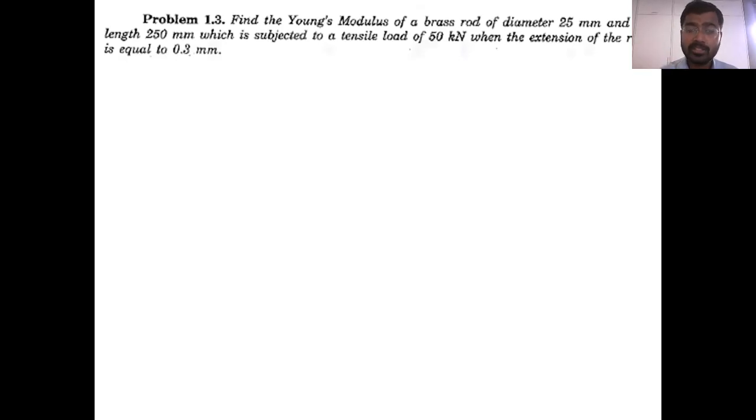Find the Young's modulus. If you see, in each and every problem I have taken different values. In the first one we calculated stress and strain. In the second one we calculated the diameter. But here you have to find the Young's modulus. Now find the Young's modulus of a brass rod of diameter 25 mm and of length 250 mm, which is subjected to this load, and we have an extension of the rod equal to 0.3 mm.